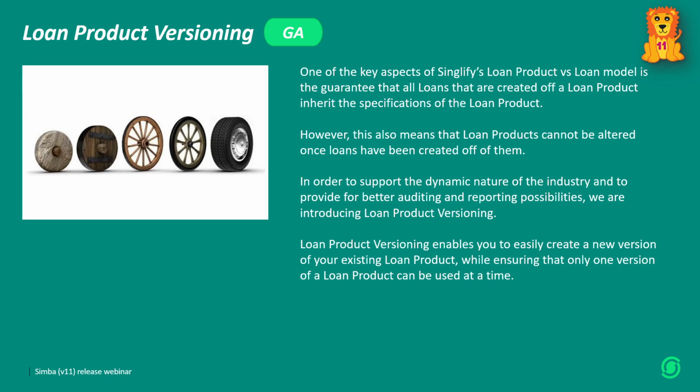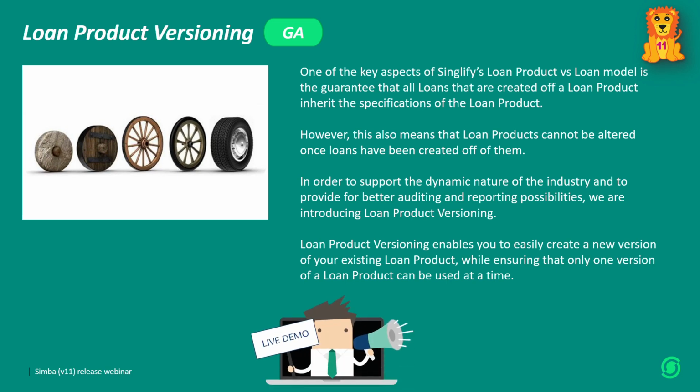In order to support the dynamic nature of the industry and to provide for better auditing and reporting possibilities, we are introducing loan product versioning. Loan product versioning enables you to easily create a new version of your existing loan product while ensuring that only one version of a loan product can be used at a time. This feature will be now demoed by Pete. Go ahead, Pete.